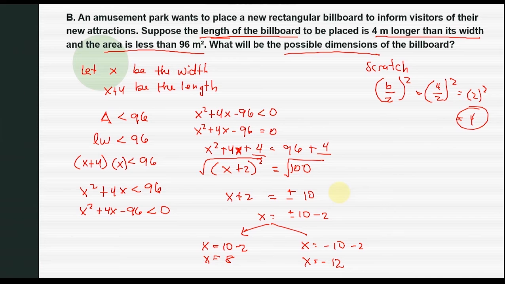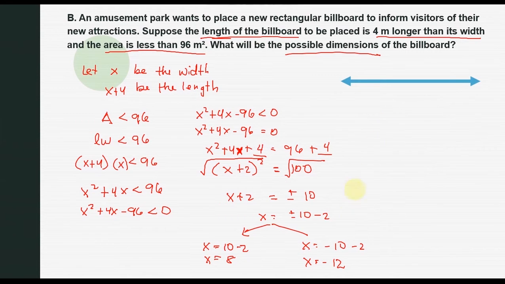So let's plot these points on our number line. Allow me to create a number line here. Okay, let us now plot our critical points, which are negative 12 and 8, on our number line. So suppose this is negative 12 and this is positive 8. And remember that our inequality here is less than, so we're going to use an open circle.